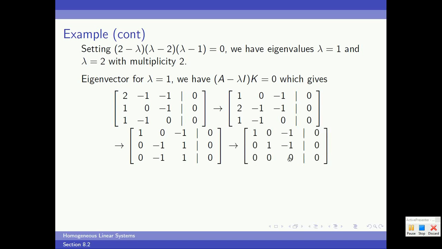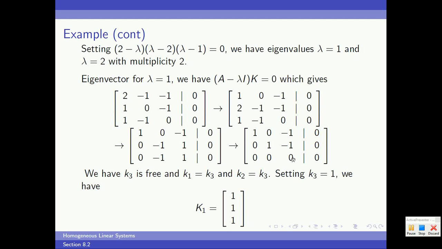So this tells me I have a leading one here, a leading one here. I do not have a leading one in my K3 term, so it's my free variable. And then this one gives me K1 minus K3 equals 0, or K1 is K3. This gives me K2 minus K3 is equal to 0, or K2 is equal to K3. So setting K3 equal to 1, I just get a vector of 1s.